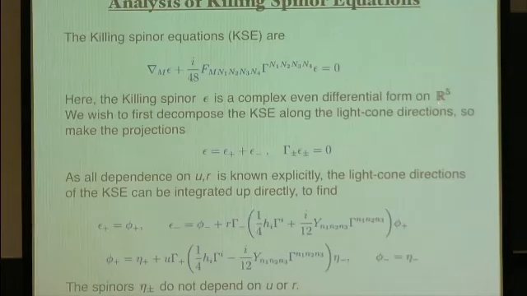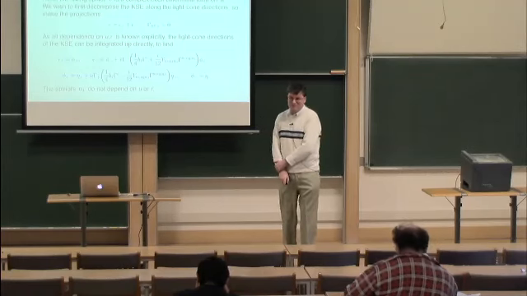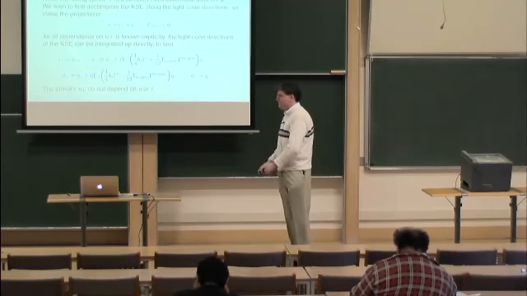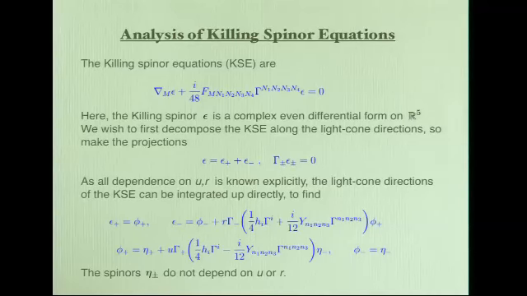But first, it's particularly convenient to decompose the Killing spinor equations along the light cone direction. So we have two light cone directions, E plus and E minus, corresponding to the R and the U coordinates, basically, and we know completely the R and the U dependence of the metric. So we can integrate up these Killing spinor equations in these particular directions.